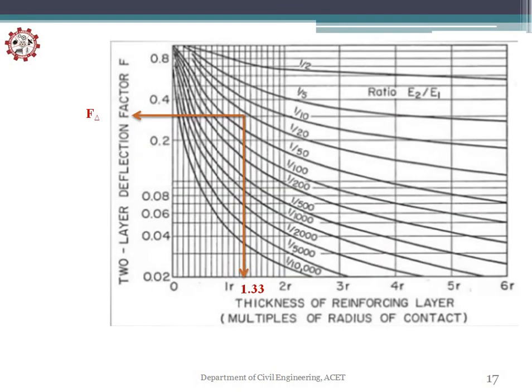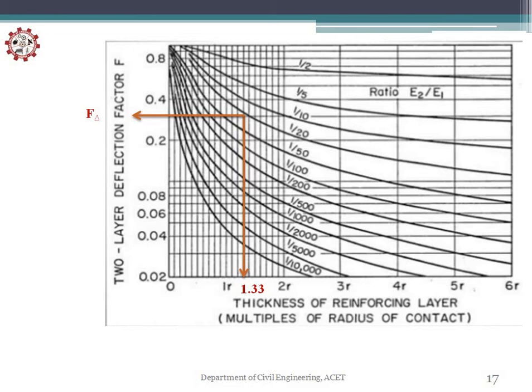So this is your graph chart, and 1.33 we have already taken, and we have taken F delta equals 0.31 and Z by A 1.33, we have drawn on this graph. So you have got the curve 1 by 20. Okay, after drawing F delta as 0.31 and Z by A 1.33, you are getting the curve 1 by 20. So the value of load and tire pressure is given. So this is the third condition.